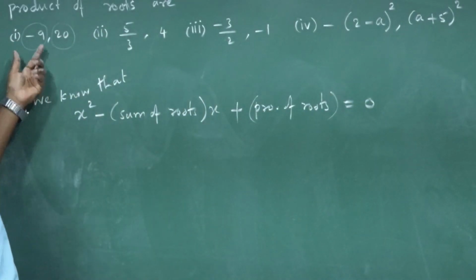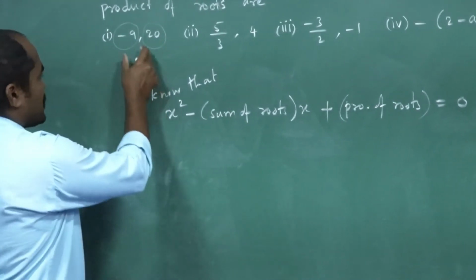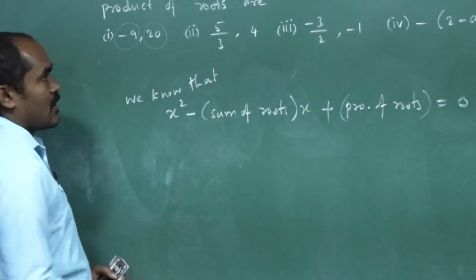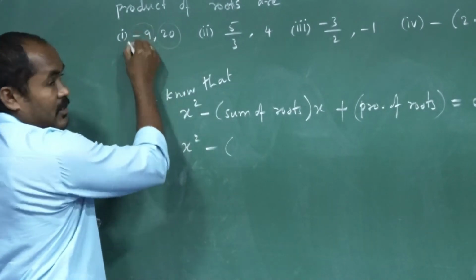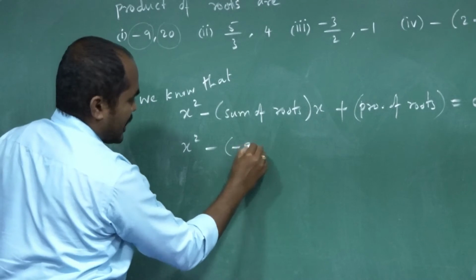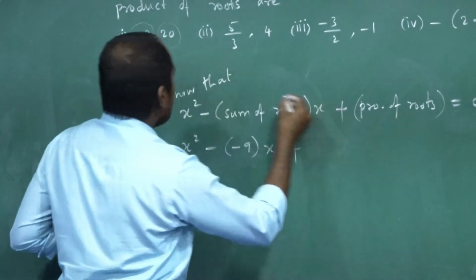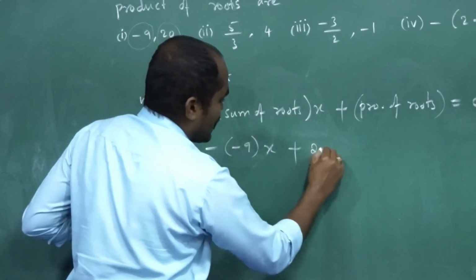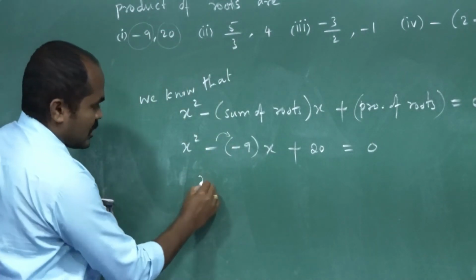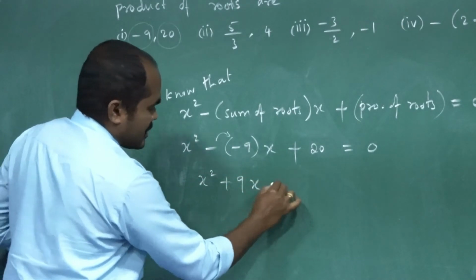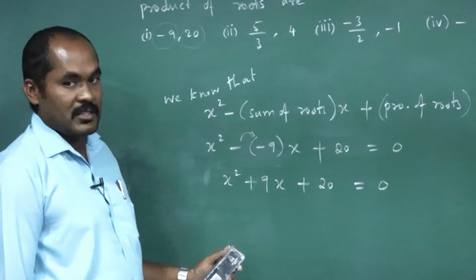The first value denotes the sum of roots and the second is the product of roots. Just substitute here and we get a quadratic equation. x square minus sum of roots value, which is minus 9, into x plus product of roots value 20 is equal to 0. We know minus of minus becomes plus, so x square plus 9x plus 20 is equal to 0. This is our first question answer.